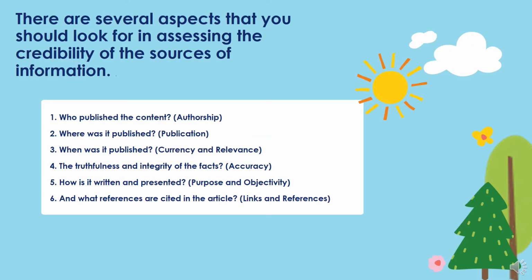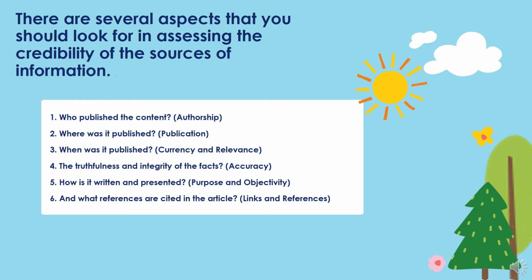There are several aspects that you should look for in assessing the credibility of the sources of information. First, who published the content? Authorship. Second, where was it published? Its publication. Third, when was it published? Currency and relevance. And fourth, the truthfulness and integrity of the facts, and that is accuracy.